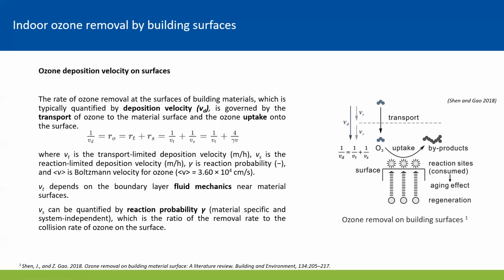VT, transport limited deposition velocity, depends on the boundary layer fluid mechanics near material surfaces. VS, reaction limited deposition velocity, depends on material characteristics. Therefore, it is material specific and system independent. It can be quantified by reaction probability. Reaction probability of a material represents the ratio of removal rate to the collision rate of ozone on the surface.